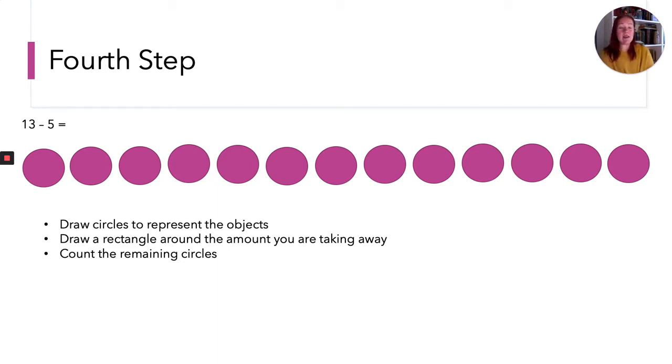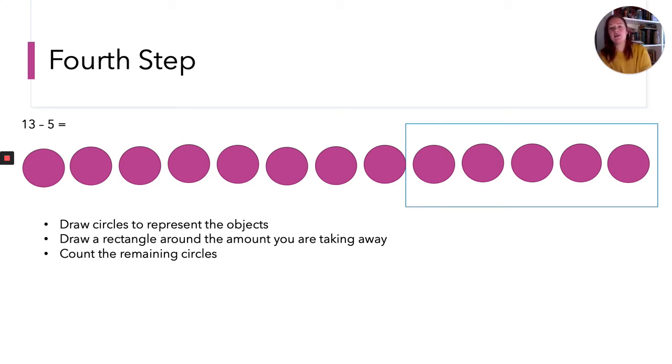But this time, instead of crossing them out one at a time, I am going to draw a rectangle around the part I want to take away, which in this case is 5. So I've taken away 5. I've drawn a rectangle around the 5, and then I'm going to count those remaining circles. 1, 2, 3, 4, 5, 6, 7, 8. So I know that I've taken away 5. 13 is made of a part of 8 and 5.